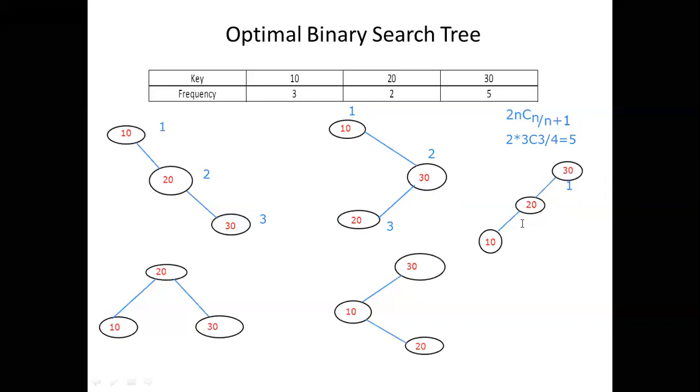I want to search 20. How many comparisons? 2 comparisons. I want to search 10. How many comparisons? 3 comparisons. Right? I hope it's clear. Now you see here, I want to search 30. How many comparisons? 1 comparison, because it is searching with the root element.